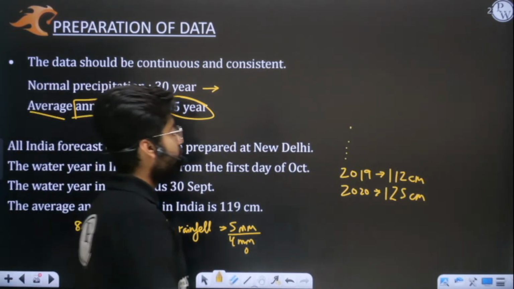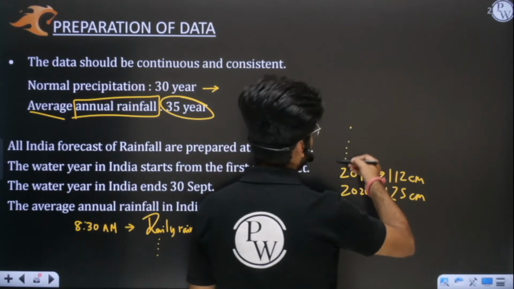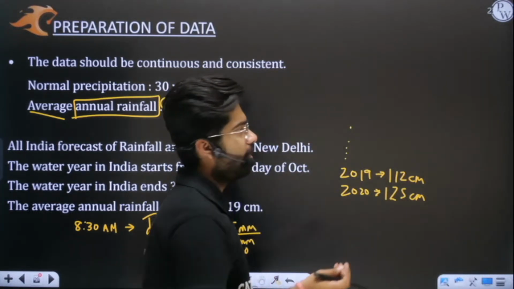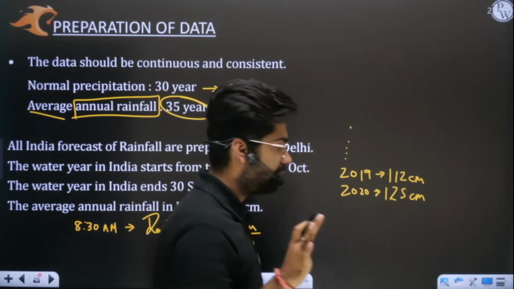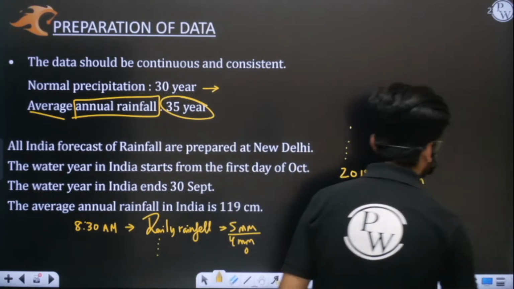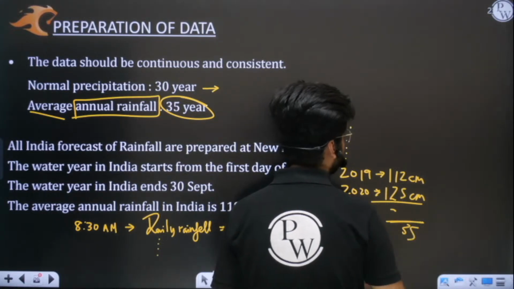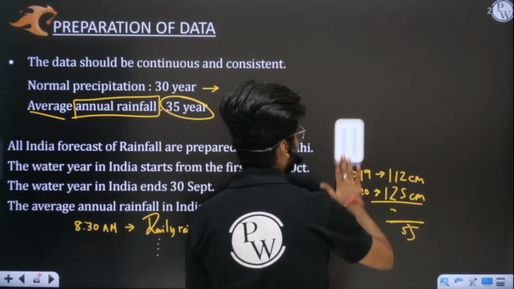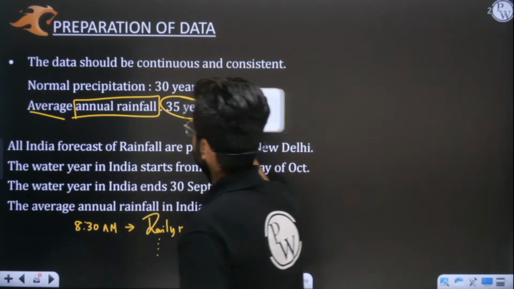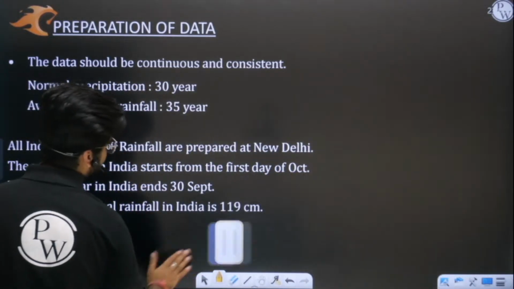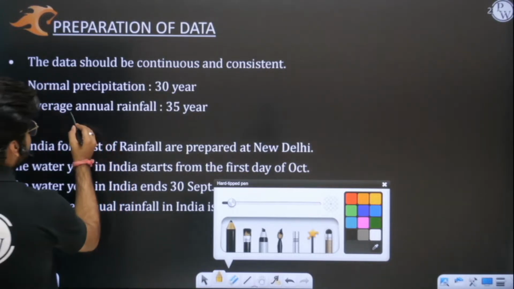Obviously we'll take the last 35 years, the latest 35 years we want. I hope this is very, very clear to you. So we'll take the average: we will sum it up and divide by 35. That will be the annual average. So this is known as average annual rainfall. I hope this thing is very, very clear to you.